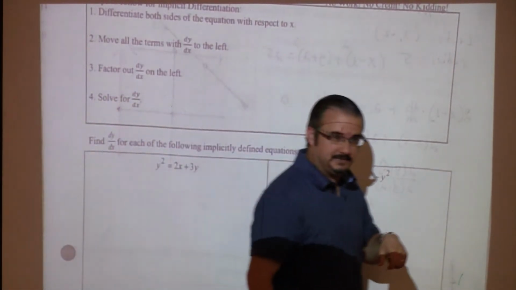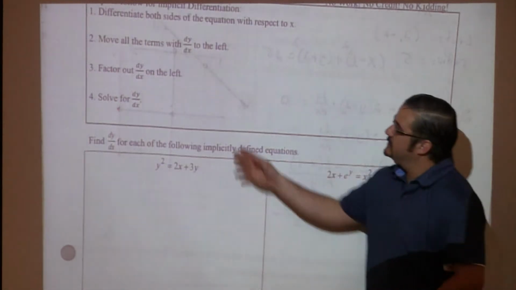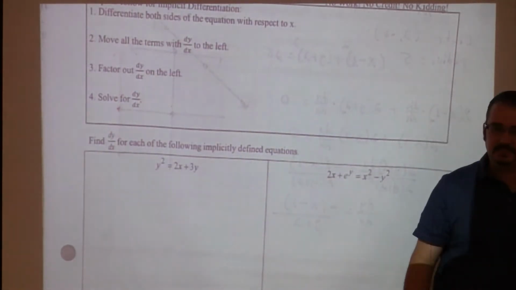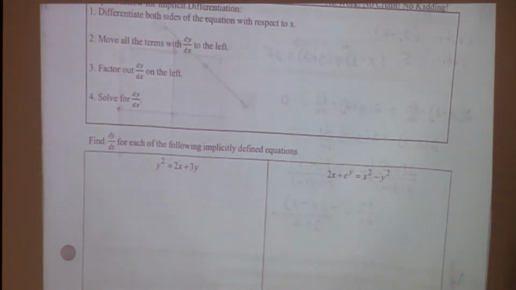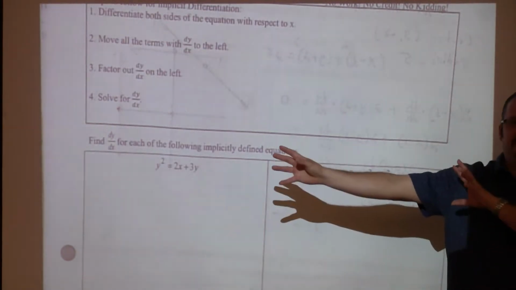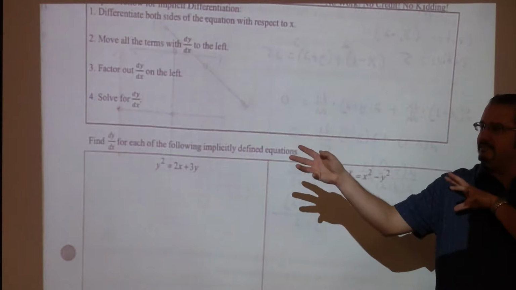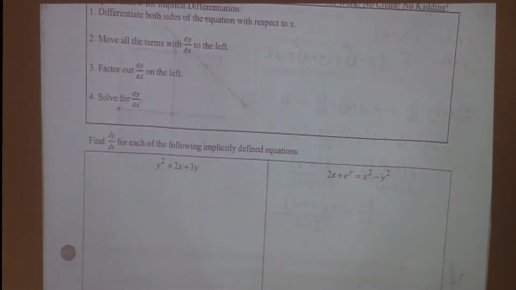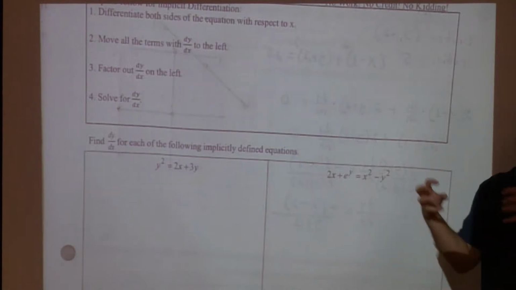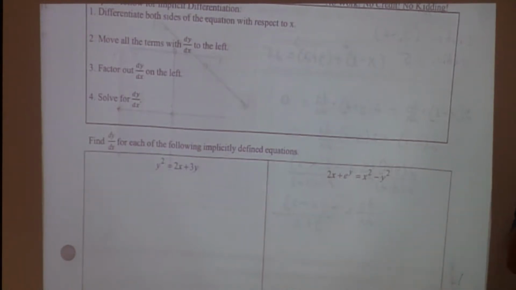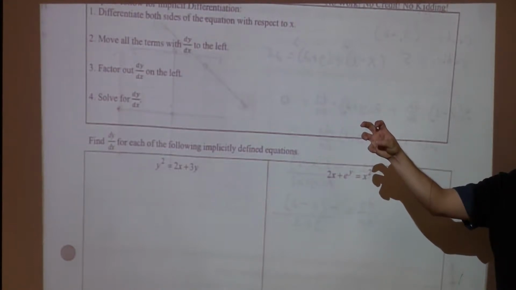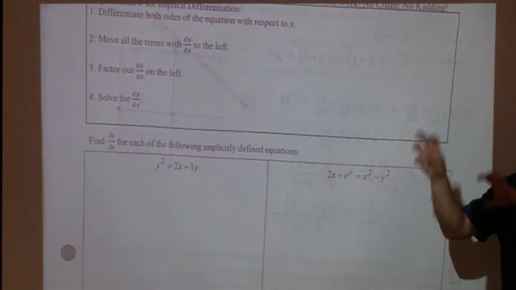Alright, second thing is, move all the terms that do end up with a dy dx in them to the left. They don't always have to be on the left. If it's easier to just leave them on the right side because they're already there, then leave them there. But what I'm getting at is that they have to be together, because I might have this guy with dy dx and this guy with dy dx, but I want them both to be on the same side.